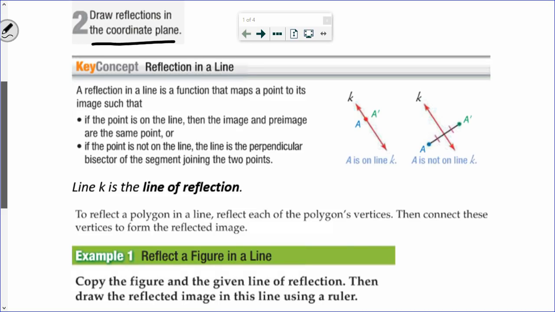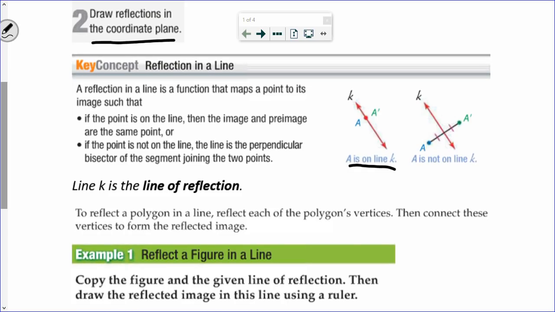A reflection in a line is a function that maps a point to its image such that, first, if the point is on the line, then the image and pre-image are the same point. So in this example, A lies on this line. If A lies on the line, then A prime is the same point, clearly lying on line K.